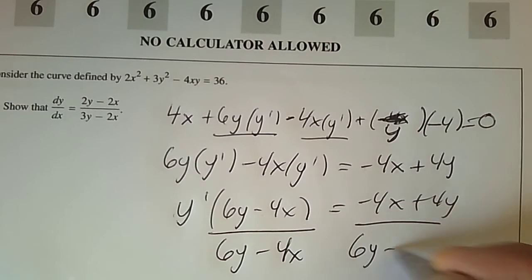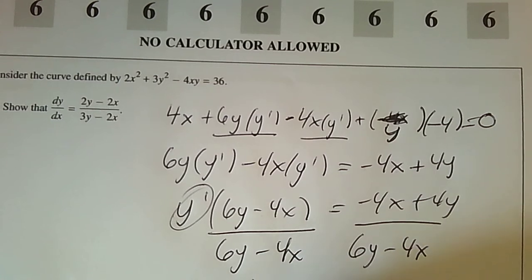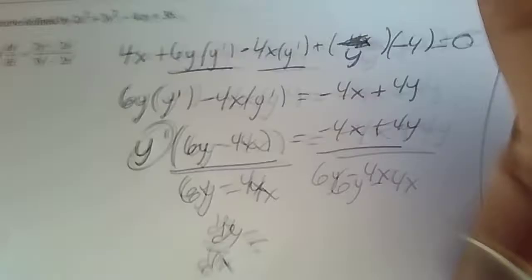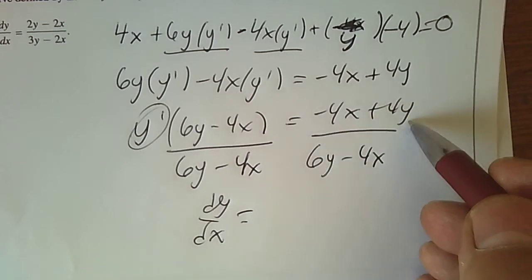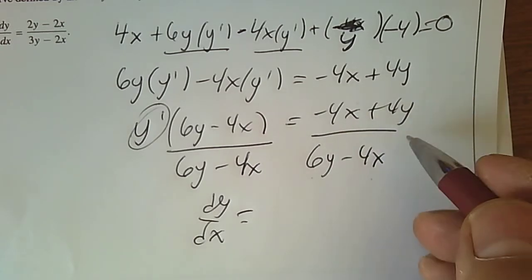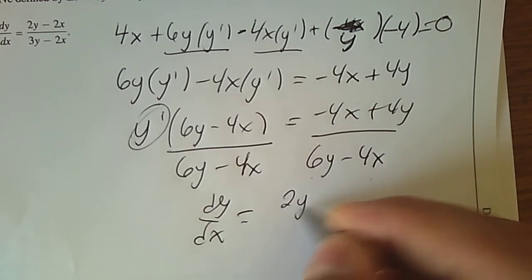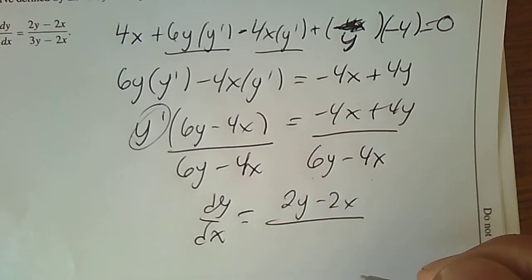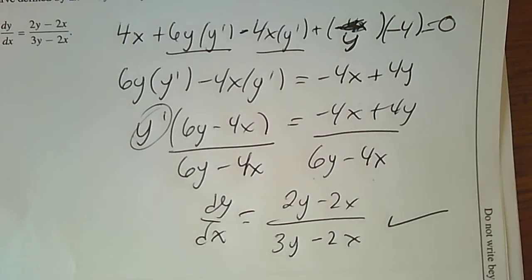Now, we'll write it the way they want us to. So we know that y prime is dy by dx. And then if we reduce this down, negative 4x and 4y, 6y and 4x, we can divide top and bottom by 2. We don't have to show that we're doing it, just simple simplifying. That's 2y minus 2x over 3y minus 2x. Boom. You just showed that that derivative equals that. Good job.